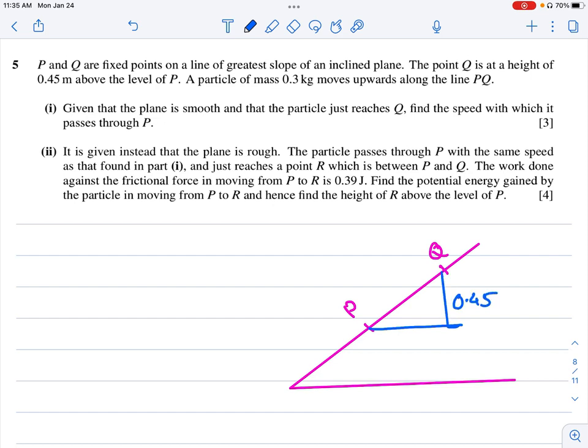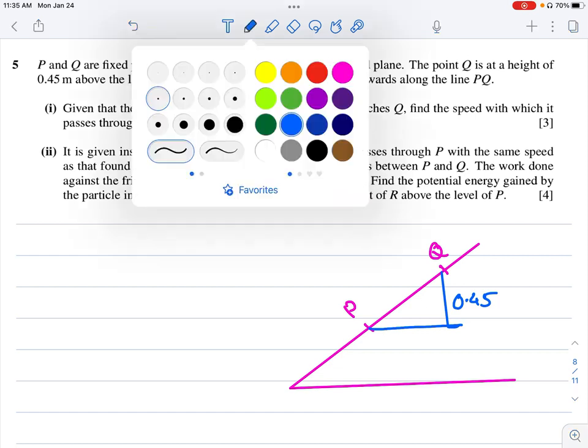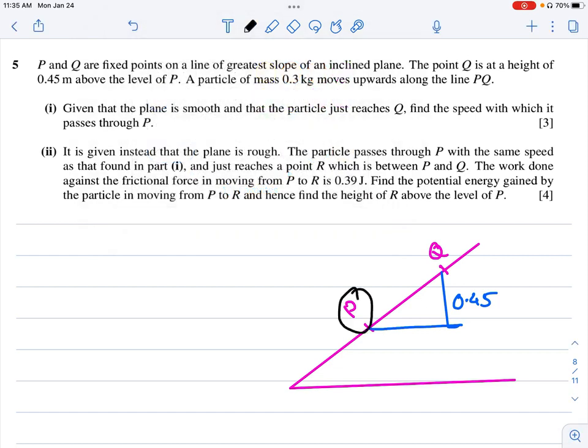A particle of mass 0.3 kg moves upwards along the line PQ. So it is moving upwards along the line PQ. Given that the plane is smooth and that the particle just reaches Q, find the speed with which it passes through P.